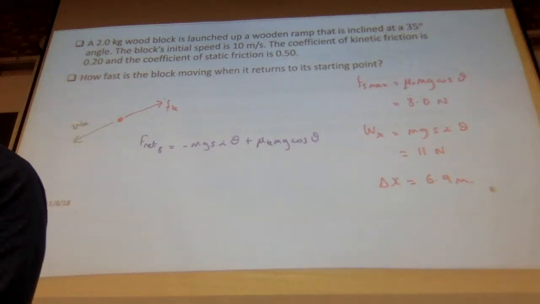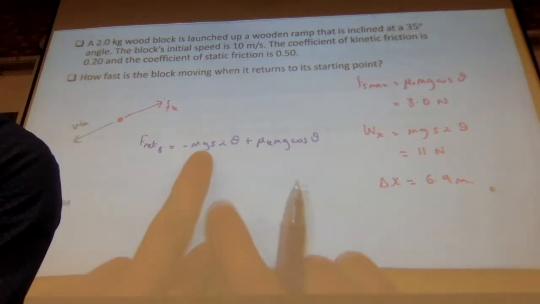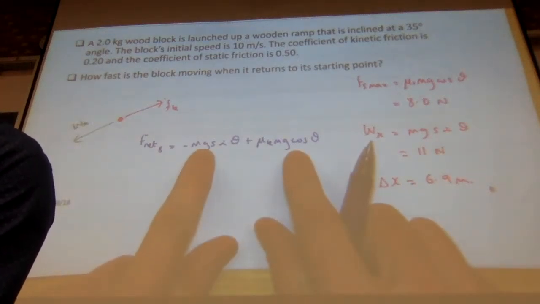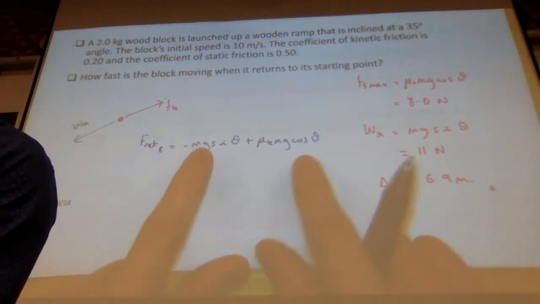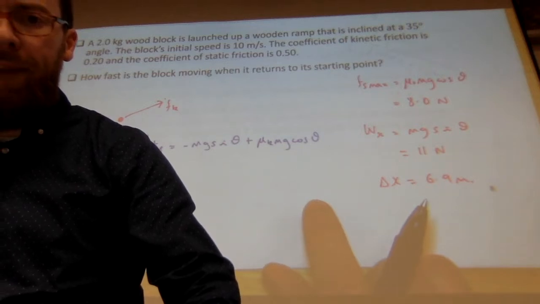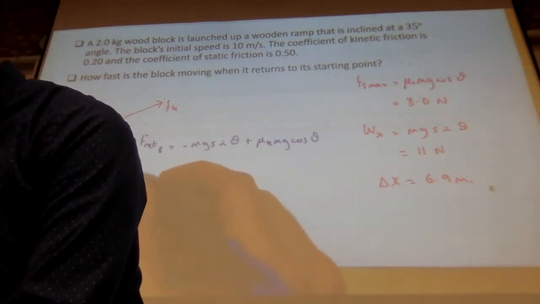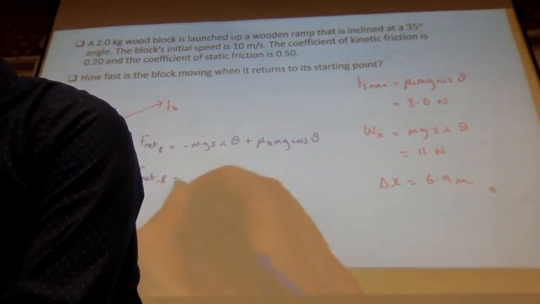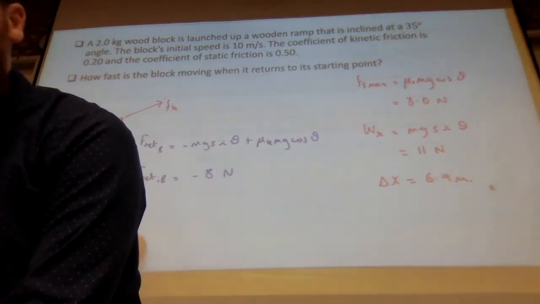So this time you're not going to get... So this was roughly 11 and this was 3. So in the previous case we ended up with a net force of about 14ish. So now we're going to end up with a net force of about 8. Actually, it's 8 on the button. So the net force on the block is only 8 newtons down the ramp.